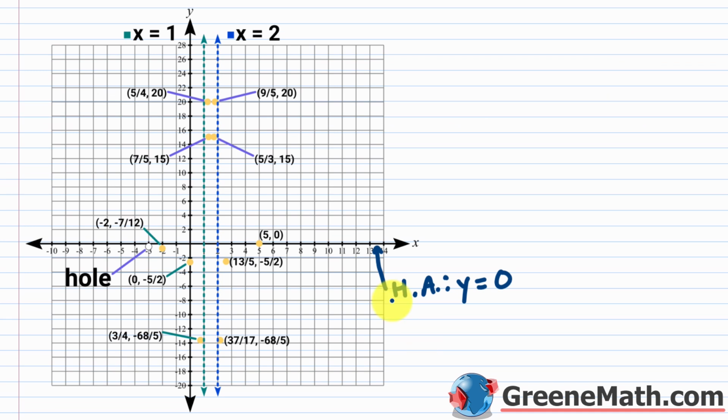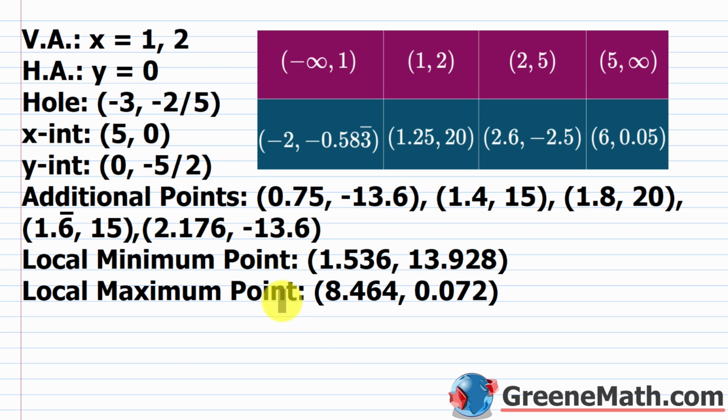So just coming down to this graph, this is your 5 comma 0, your x-intercept, and then this is your y-intercept, 0 comma negative 5 halves. All right, let's come down to this little page here where I have all the information.